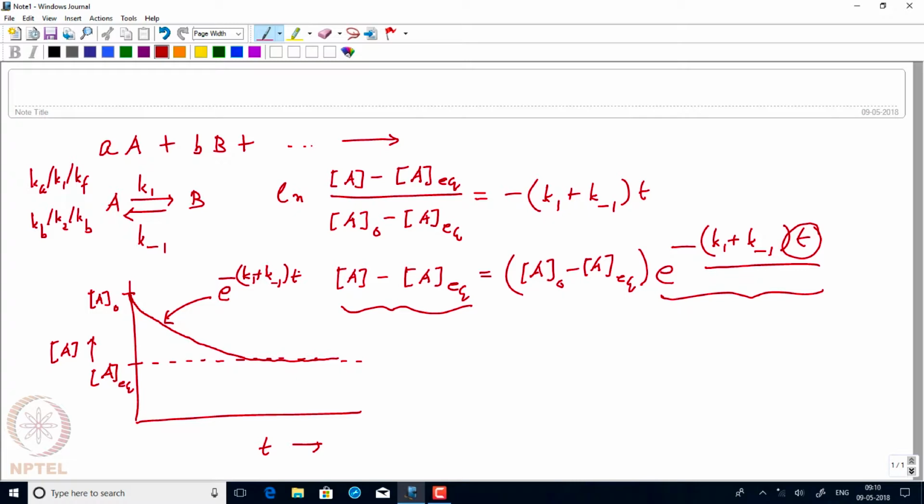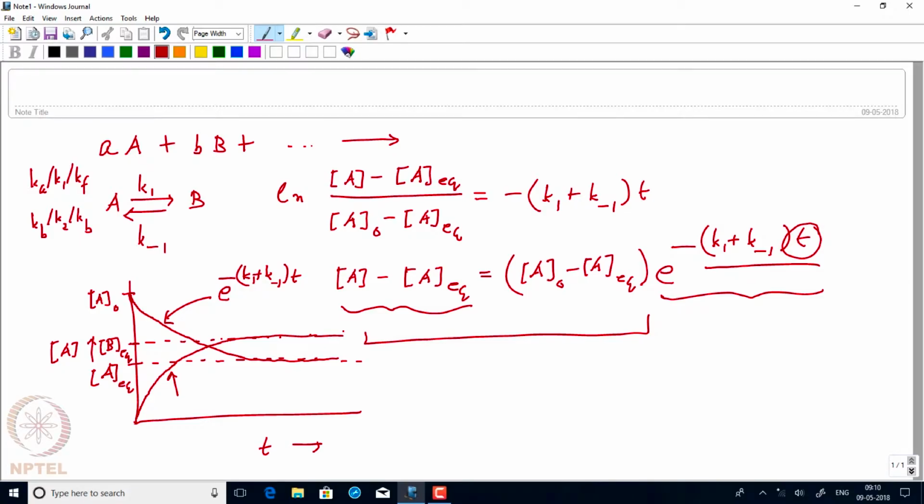important. Similarly, for the B expression also, we can have a similar expression like A, and B will also reach its equilibrium concentration. And suppose B equilibrium is somewhere here. And if we assume that initially the B was at 0, then we'll see that the B also reaches its equilibrium value with the same time constant. So this will also be something like 1 minus e to the power minus (k1 plus k minus 1) t. It is an exponential growth, but the time constants will be the same.